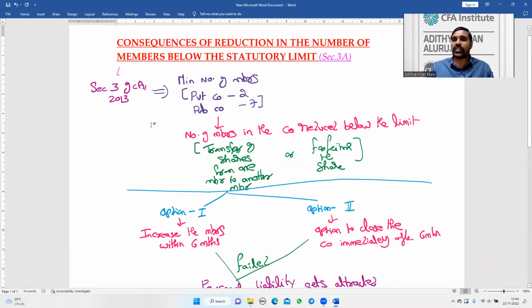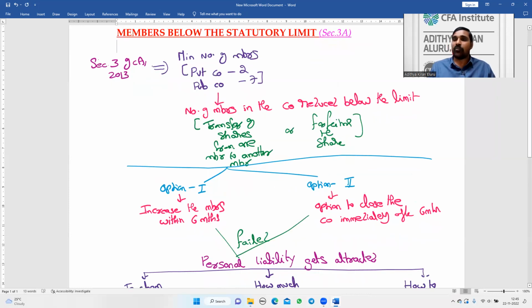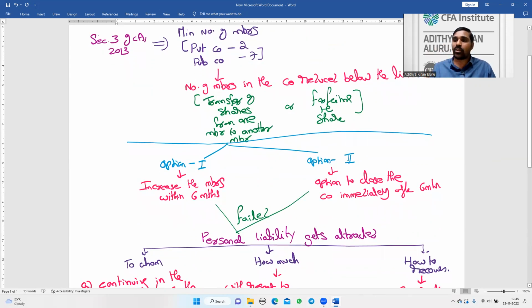So first, what is the statutory limit? As per Section 3 of the Companies Act, a private company should have a minimum of 2 members, and a public company should have a minimum of 7 members. The number of members may reduce because of transfer of shares from one member to another, or forfeiture of shares. In that case, the company has two options: either it has to increase the number of members within 6 months, or it has to close the company immediately after 6 months.